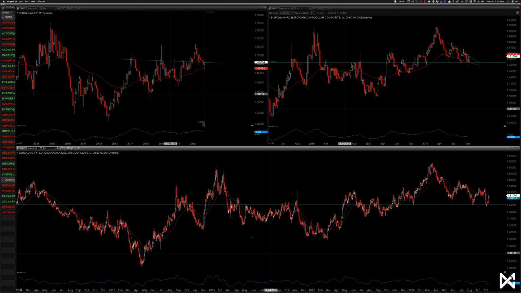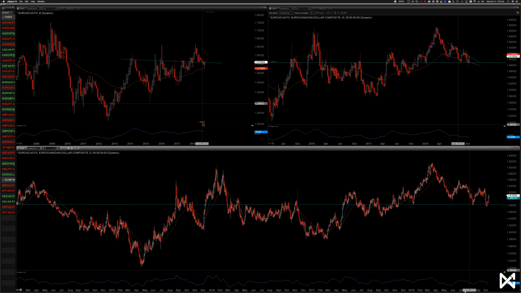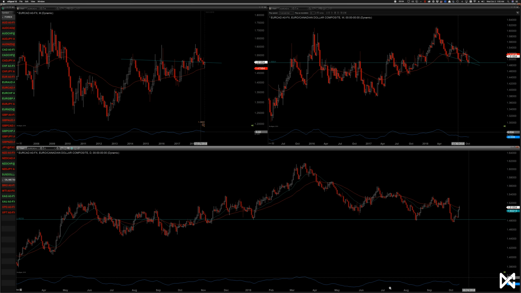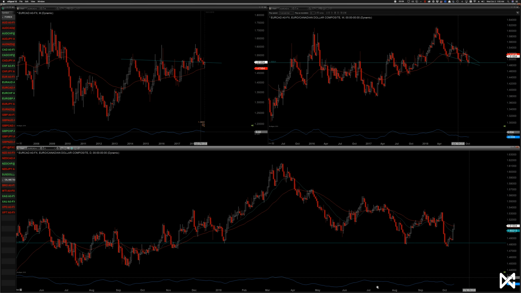The reason why I call them major is because we do have a lot of extreme rejections off of this general area, extreme highs and extreme lows. So criteria number 1 is met because we do have that support and resistance level.